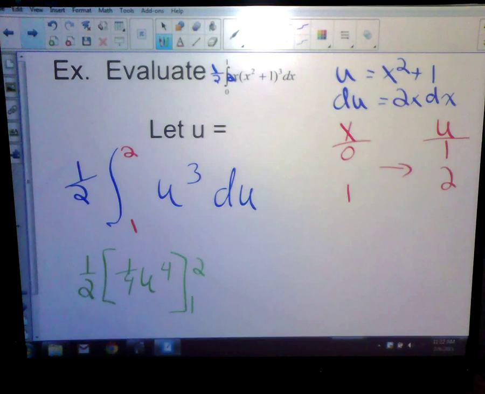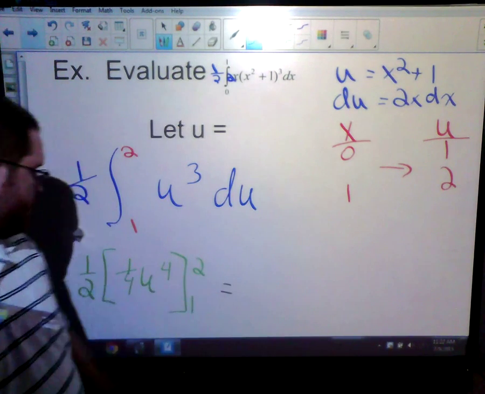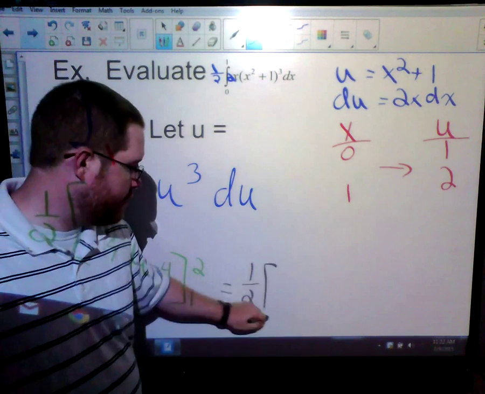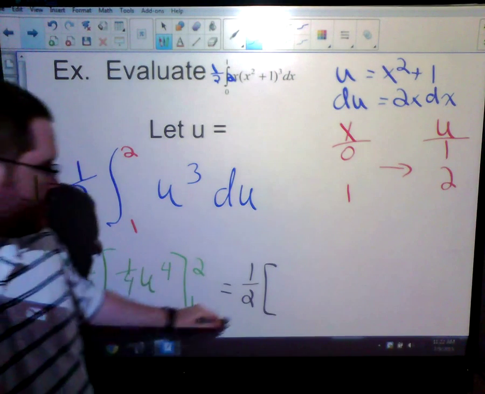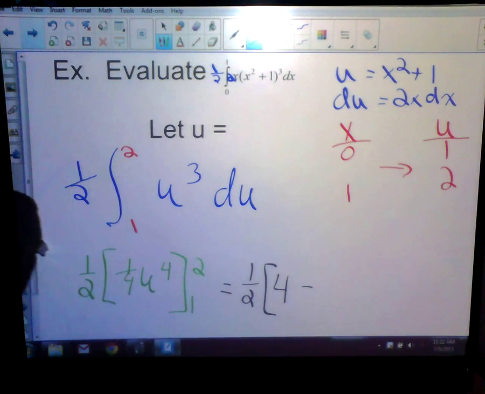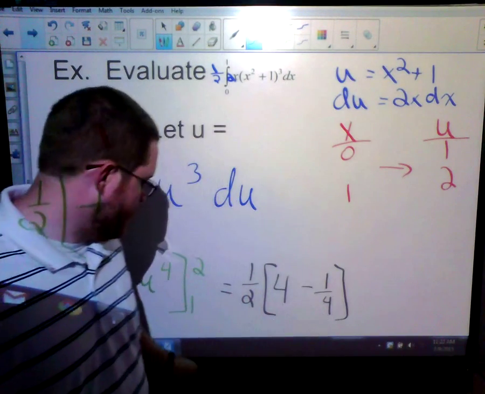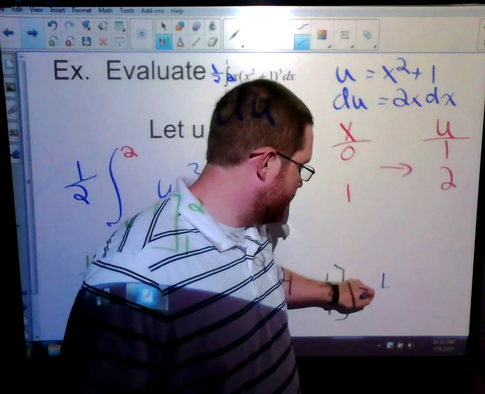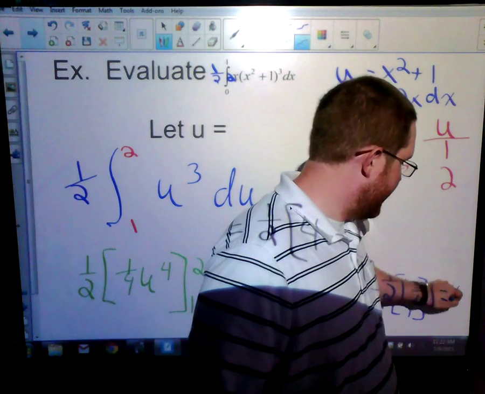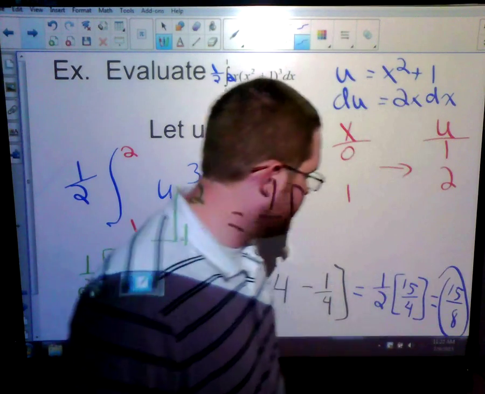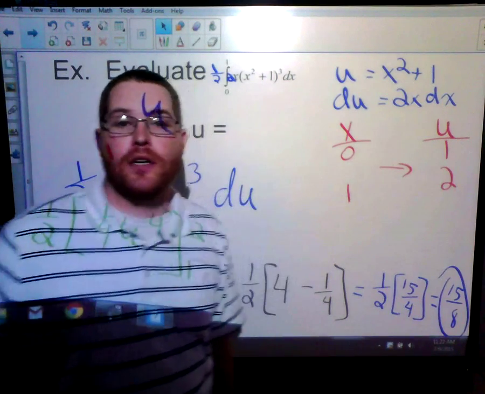I don't have to change it back to x's. That is 1/2 times, put 2 in there, you get 2, 4, 8, 16. 1/4 of 16 is 4, minus, put 1 in there, you get 1/4. That's 1/2 times 15/4, which is 15/8. I changed the bounds from 0 and 1 to 1 and 2 because I'm dealing with u's.